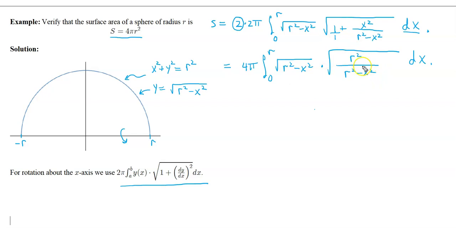And now simplifying this, notice if we break up this square root here as the square root of r squared divided by the square root of r squared minus x squared, that these terms will cancel. So this square root here will cancel with everything under here. And what we'll end up with then is the following. And of course the square root of r squared is just r.